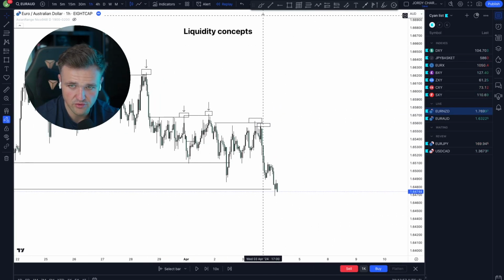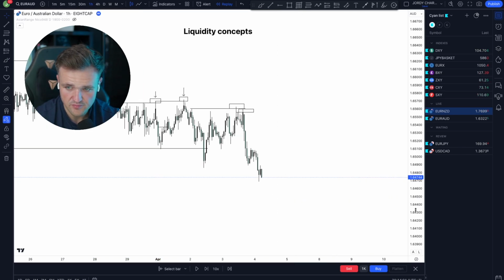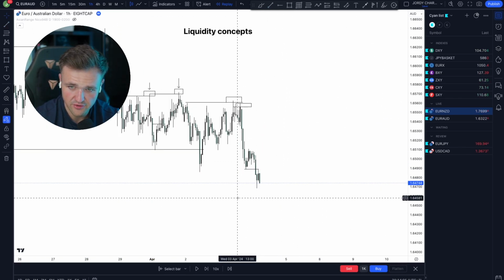And if you want to look for a position, some people would look for a position right here. Well, we created a break of structure. So we are moving bearish.